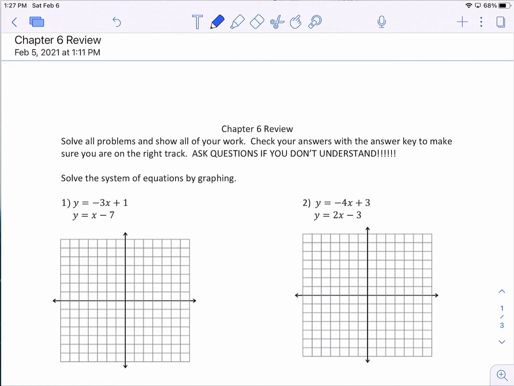For the Chapter 6 review. So I'll go through these, and obviously if you have any questions beyond this, make sure you let me know. Okay, so numbers 1 and 2, we are supposed to solve these systems of equations by graphing.